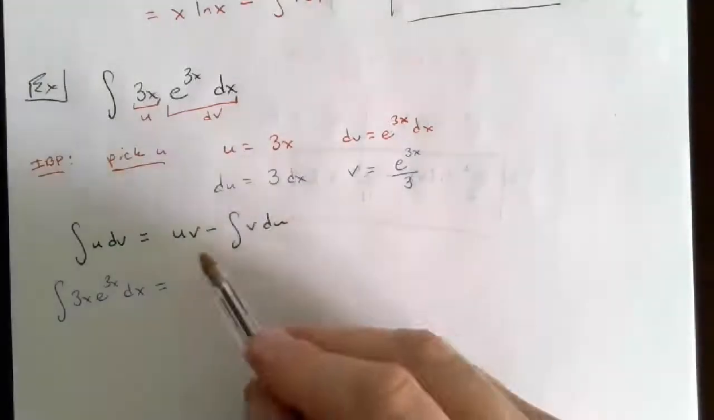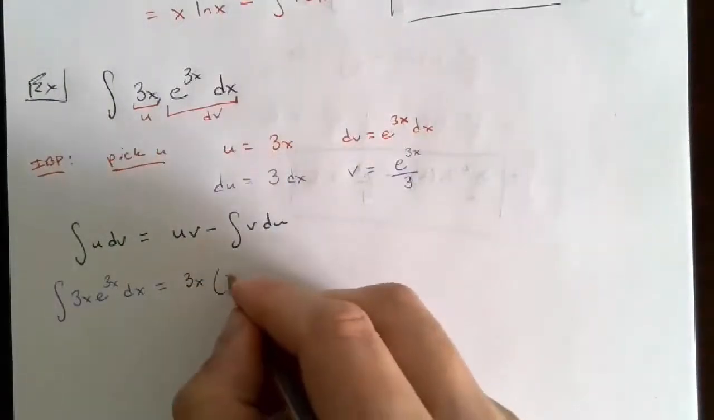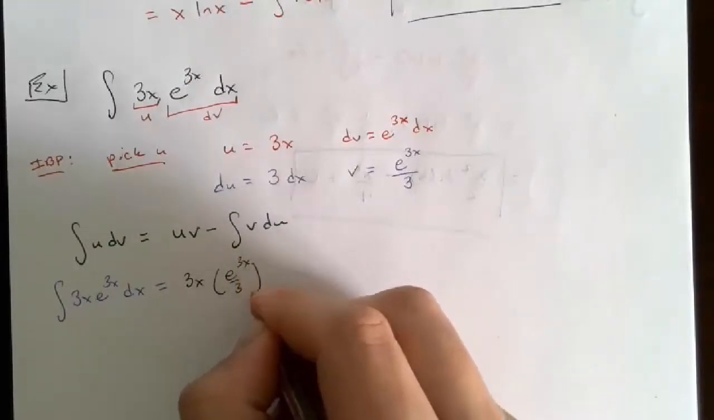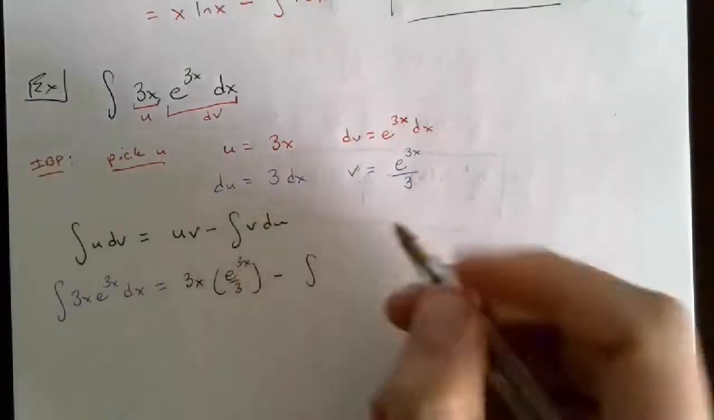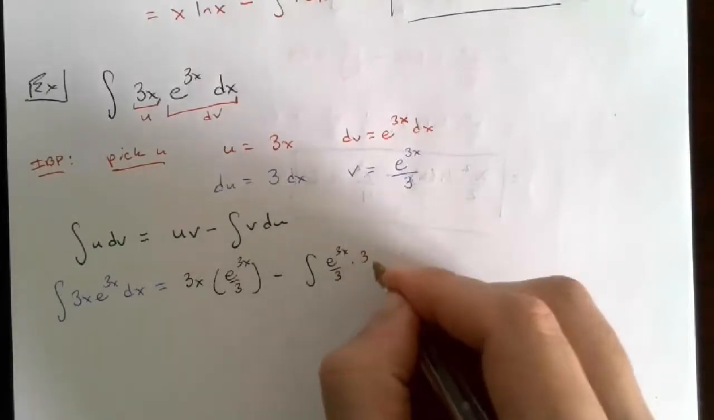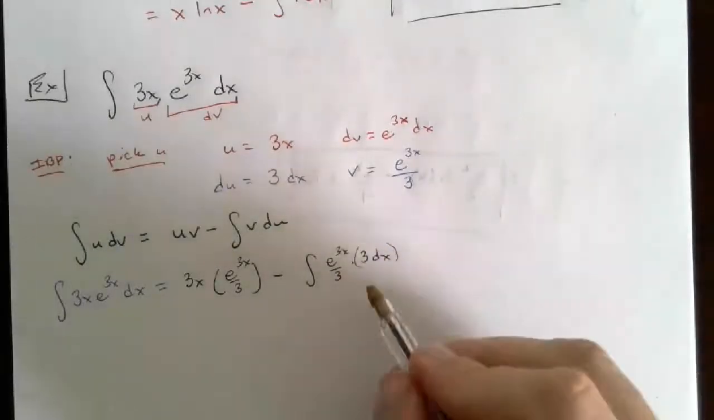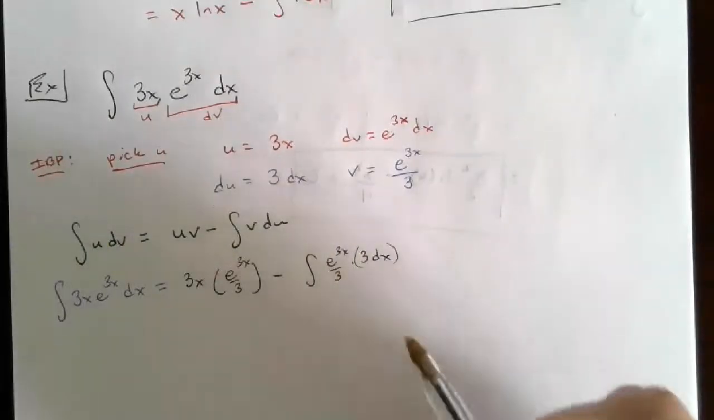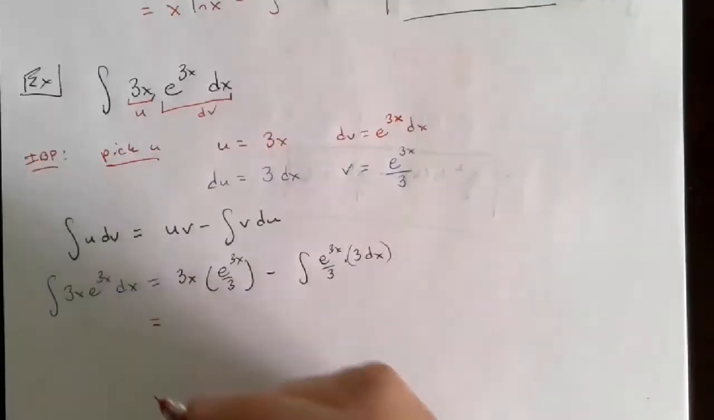Well, if I'm doing u times v going down this way, I have 3x times e to the 3x over 3, that's the uv part, minus the integral of v du. Well, v is the e to the 3x over 3, du is times 3 dx. So this part here is the du, this part's the v, so minus the integral of v du. We're filling into here, right? So it's not a substitution, it's really just using these u's and v's as placeholders for the functions. And then remember, I'm simplifying this.